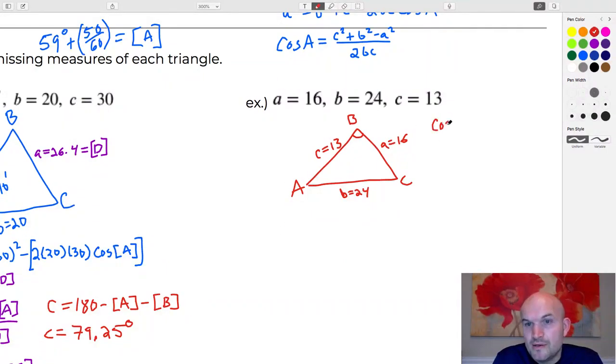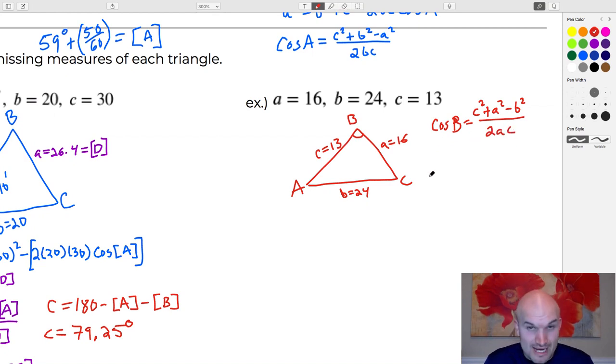So this would be cosine of B is going to be equal to, so basically wherever there was an A, I'm just going to replace it with a B. Wherever there's a B, I'm going to replace it with an A. So this would be C squared plus A squared minus B squared all over 2 times A times C.